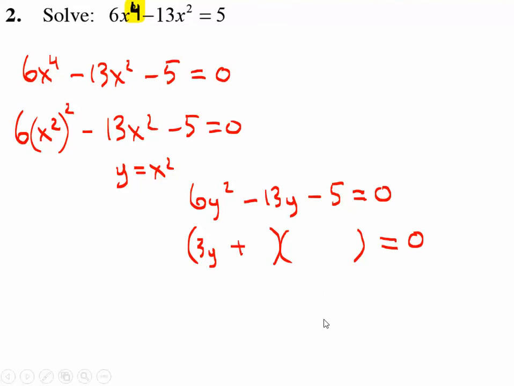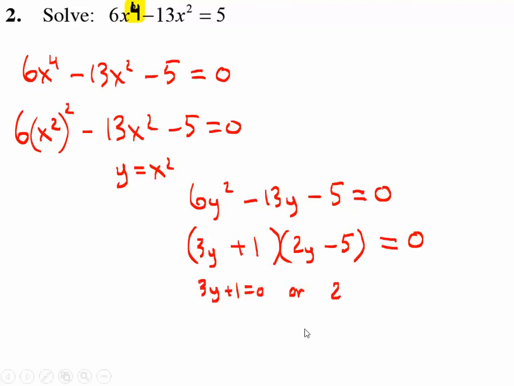So 3y plus 1, 2y minus 5. I'm going to check. Here's my negative 15. Plus 2y makes negative 13. Voila. Love it. Again, it's the guess and check method, right? You got to just try them, multiply them. Try them, multiply. See what you guys get.